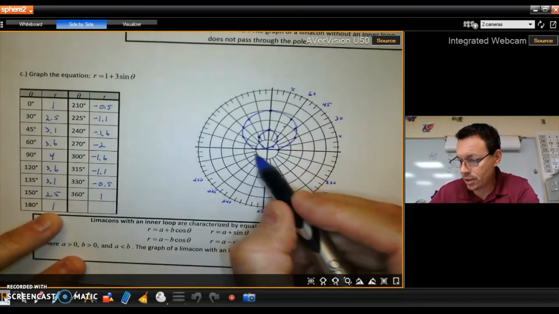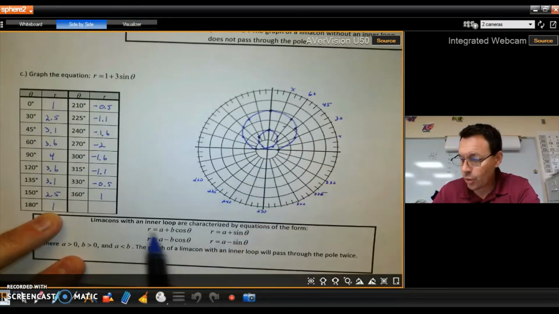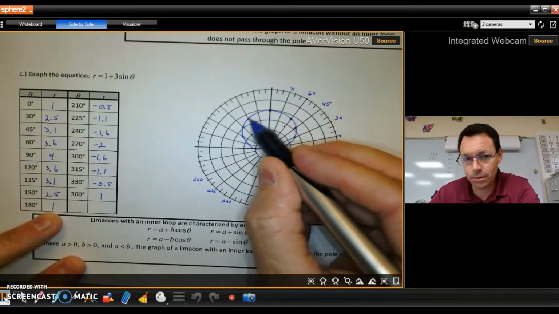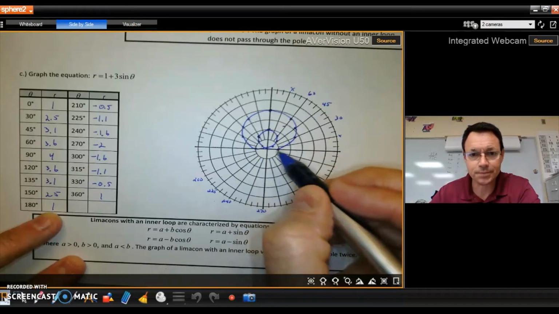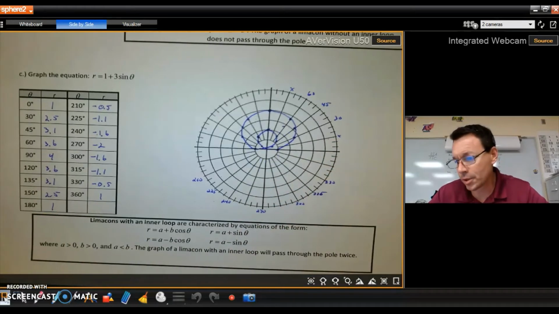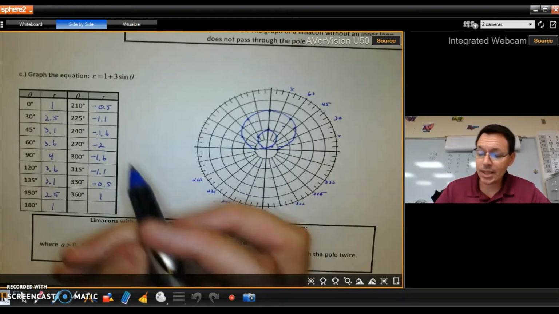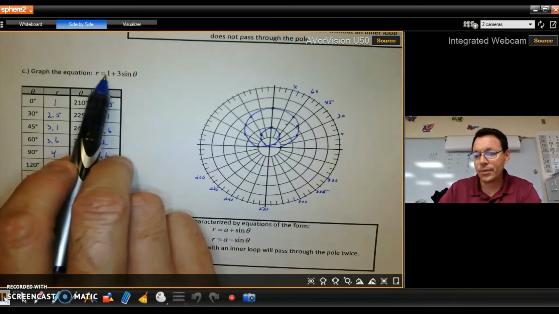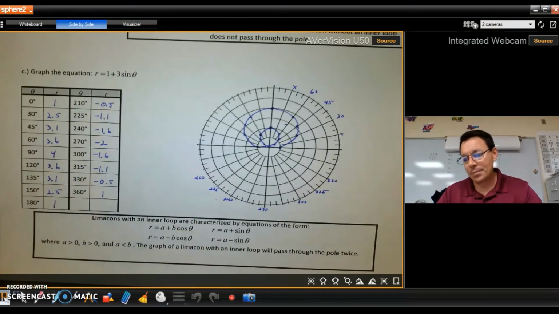So there's the shell with an inner loop. So it does this, it goes a big circle, and then it does this little loop-de-loop in the middle. Just like a little roller coaster loop-de-loop. And that's what it is. And again, it's caused by that number being bigger than that number. On the other one, the first number was bigger, and it kept everything positive. So that's that one.